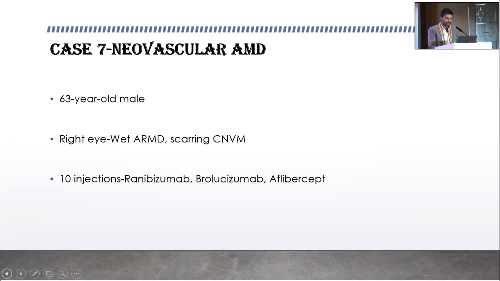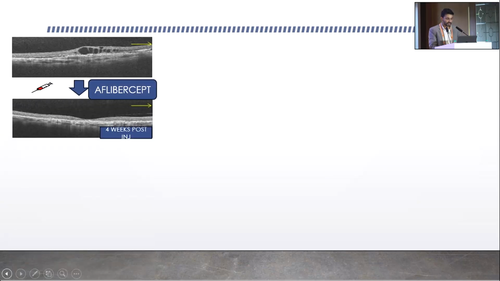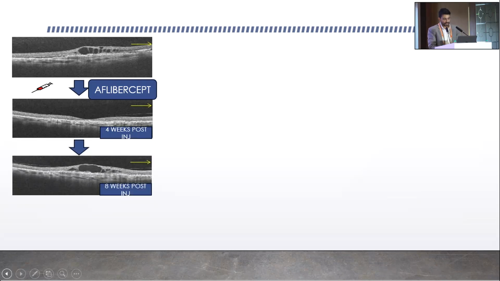Our seventh case is a 63-year-old male, right eye neovascular AMD scarring CNVM. A total of 10 injections had already been given to the patient. So here we can see the IRF. Aflibercept was given. 4 weeks post injection, completely dried. Then there was a recurrence at 8 weeks.